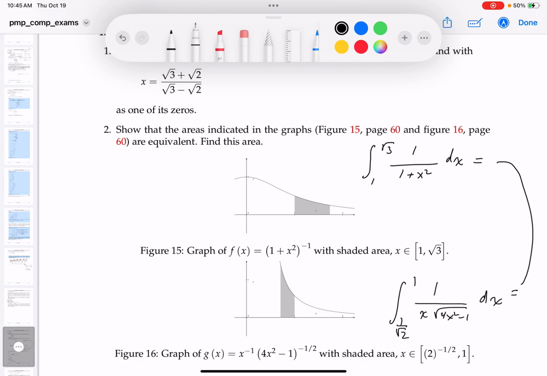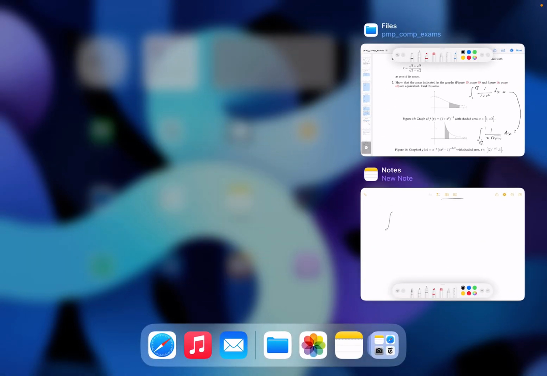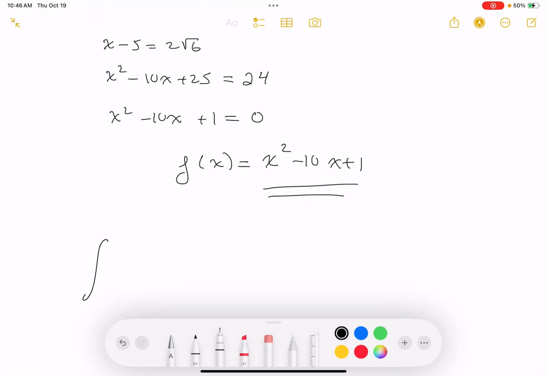Again, I'm just checking over. 1 over root 2 to 1. Yeah, I have to do those integrations. The first one looks easy though. All right, let's go back to the whiteboard. So the first integration I'm doing is from 1 to root 3. I have to look at the picture again. I hate that I can't remember what I just wrote down. 1 to root 3, and then it's 1 over 1 plus x squared dx.